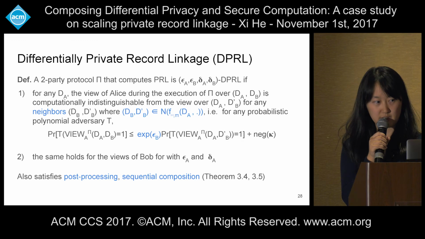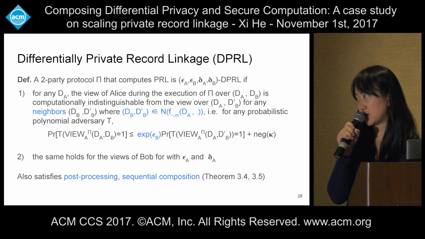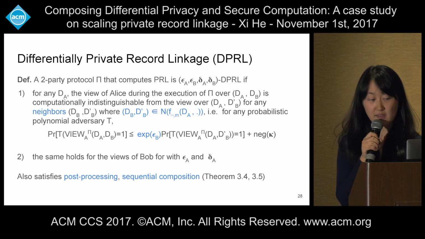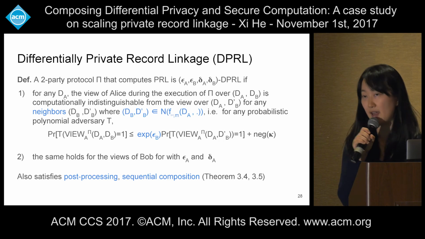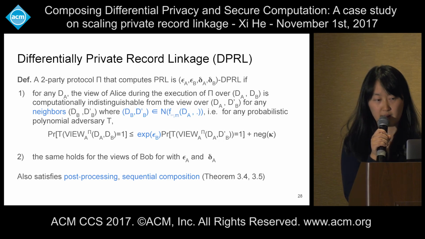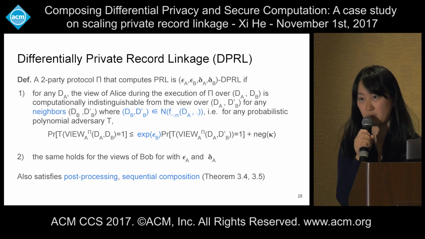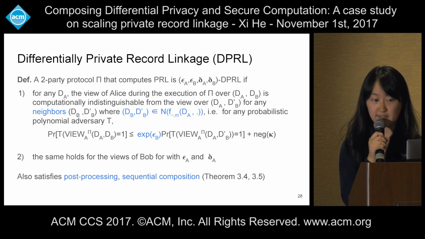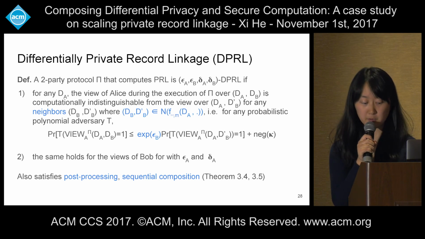So based on this definition, we can propose a new notion called differential private record linkage. The key changes with respect to S2PC are that the neighbors are defined in the previous slide, and the probability to distinguish between them is bounded by e to the power epsilon b in this case. And the same holds for the views of Bob with epsilon a and delta a. And the nice thing about this notion is it also satisfies post-processing and sequential composition, which are nice properties of differential privacy. So this is the end-to-end privacy guarantee for the hybrid protocol we propose.